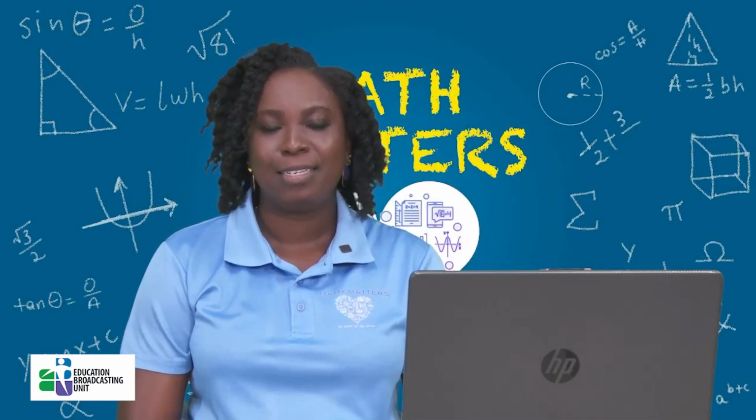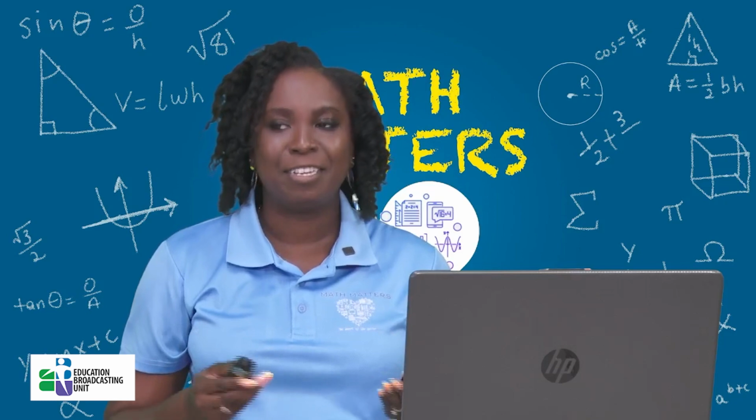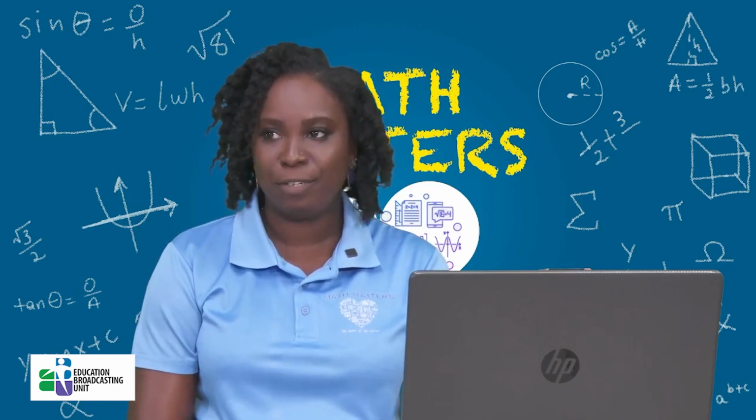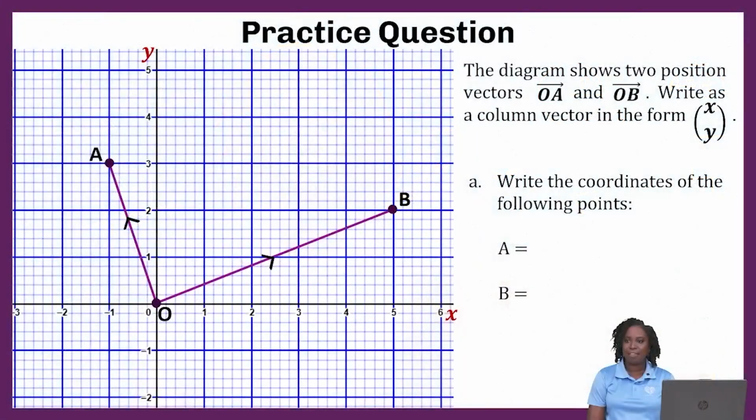Welcome back. Now, we did quite a bit, so let's put it together by taking a look at a practice question. We have here a graph with 2 vectors on it, vector OA and vector OB. So let's read the question. The diagram shows 2 position vectors OA and OB. Write as a column vector in the form (x, y). First, write the coordinates of the following points.